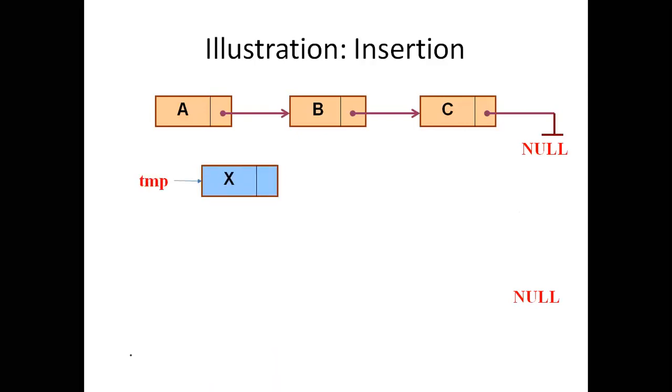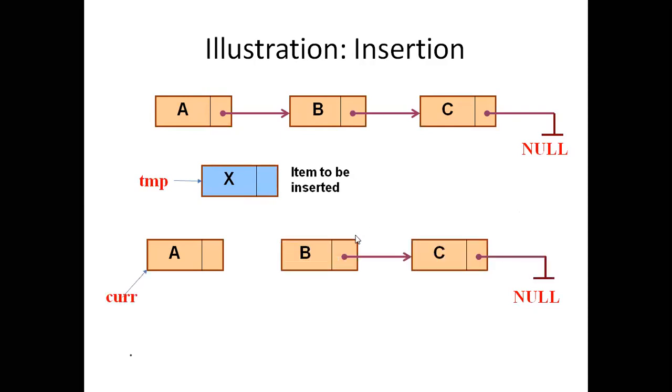See, this is the original list A, B, C. If I want to add a new element, the new node is called temp, and I want to add it in the second position. The current position is A, that is the head, and I want to insert X in between the elements A and B. That means between the first node and second node I want to place the temporary node, right?